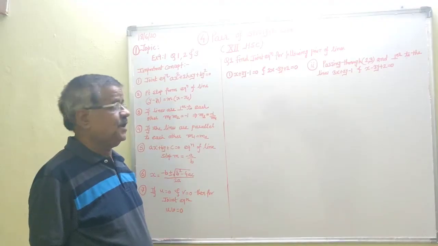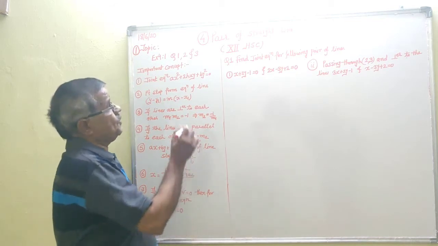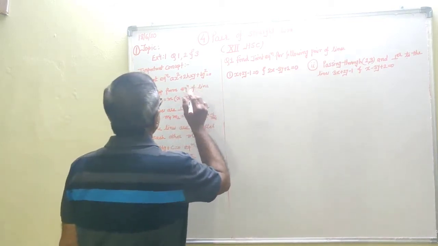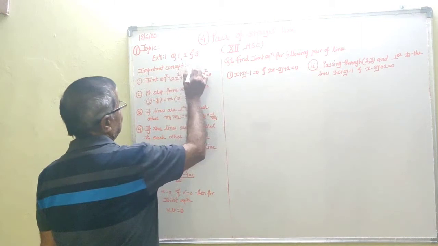Hello students, today we are starting a new chapter, Pair of Straight Lines. Exercise number 4.1, questions number 1, 2, 3.